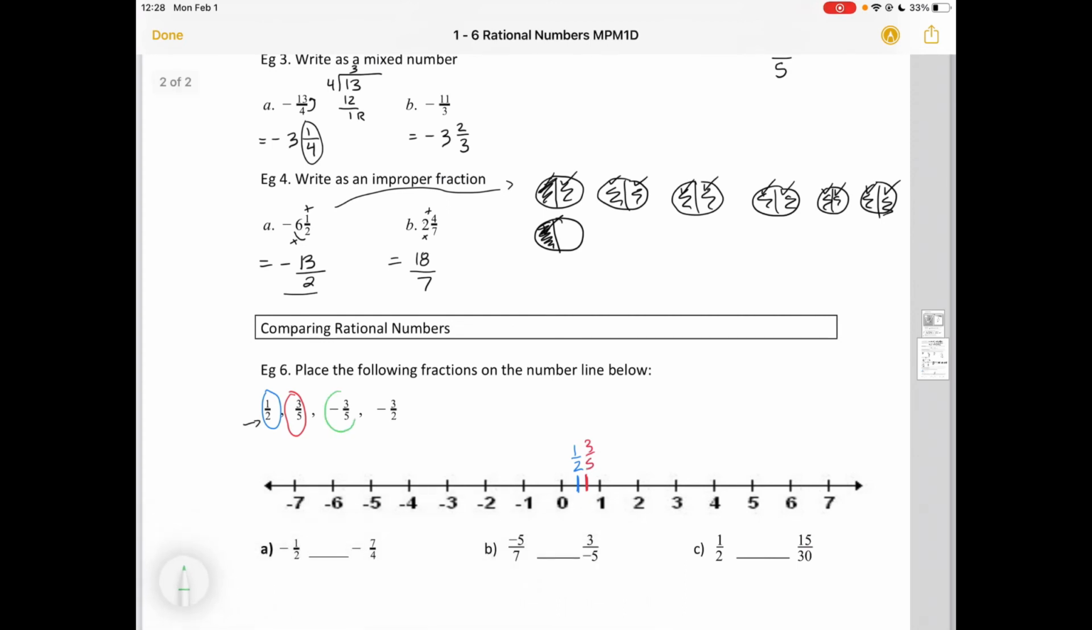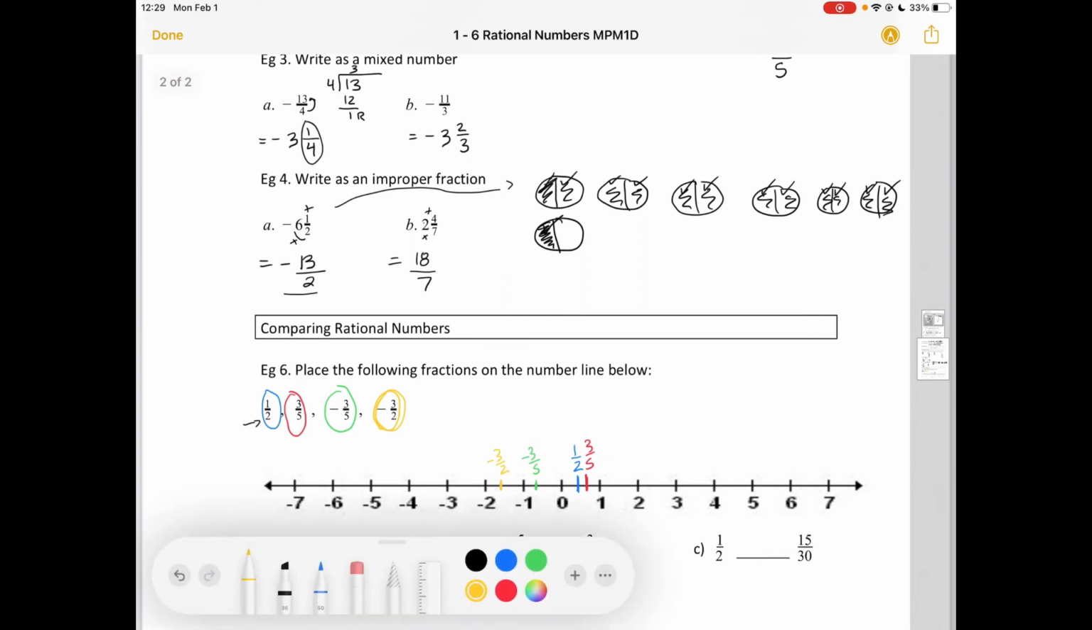My next one, I'm doing green. Now I've got minus 3/5. So now I know I'm a little bit further than minus 1/2, but still not quite at -1. And the last one that I'll do in yellow here, I've got minus 3 over 2, which as a decimal is the same as minus 1.5. So I can put that right here in between the 1 and the 2.